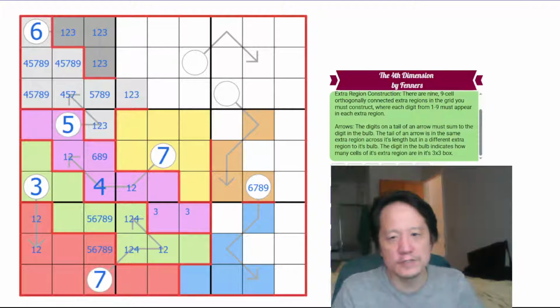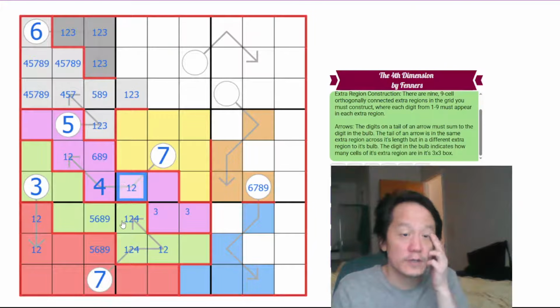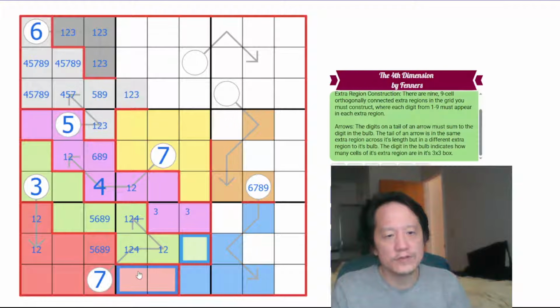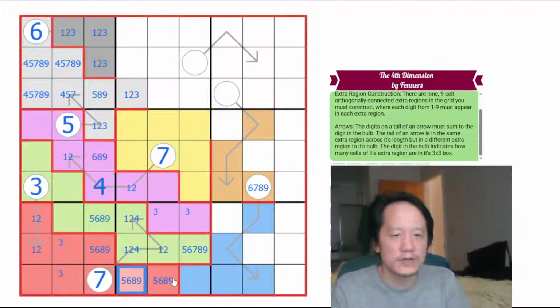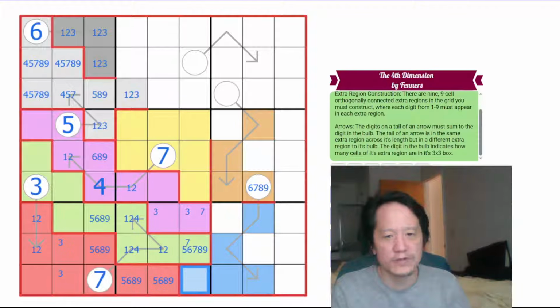Okay, so this cannot be 7 here. 3 is one of these two, so the rest of these digits. So 3 has to be one of these 2 digits here, because there's no other place for it in this red region, right? Can't be here, because one of these is 3. The rest of this is 5 through 9. 7 can't be here. 7 has to be one of these 2, because this can't be 7. This is 5, 6, 8, or 9 also.